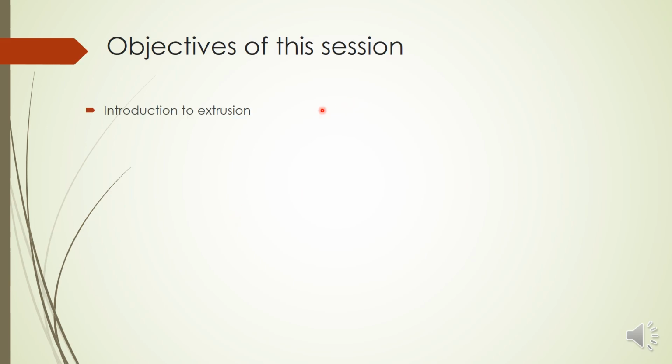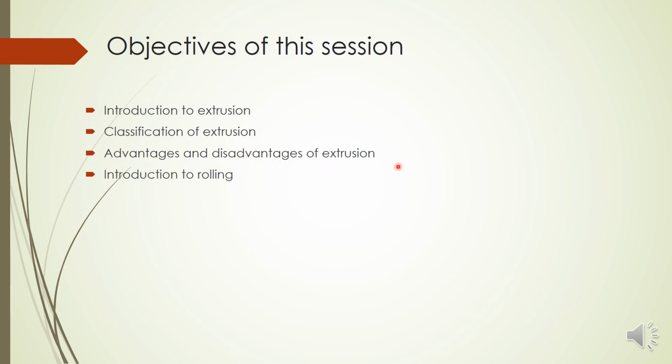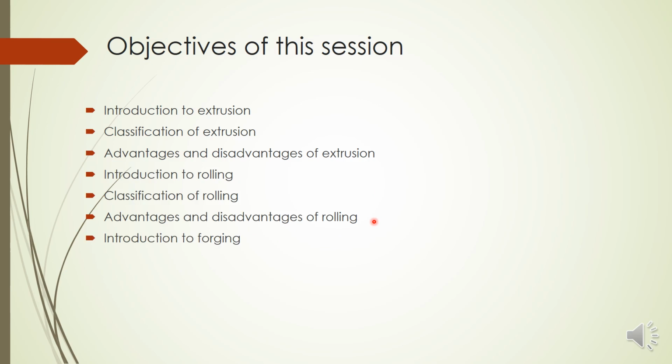First we will see the introduction to extrusion, followed by the classification of extrusion, how it is classified, and finally we will discuss the advantages and disadvantages of extrusion. Similarly, we will study rolling also: introduction to rolling, classification of rolling and its advantages and disadvantages, and finally we have forging. For forging also we have to cover the classification and advantages and disadvantages. So let's start our session with extrusion.